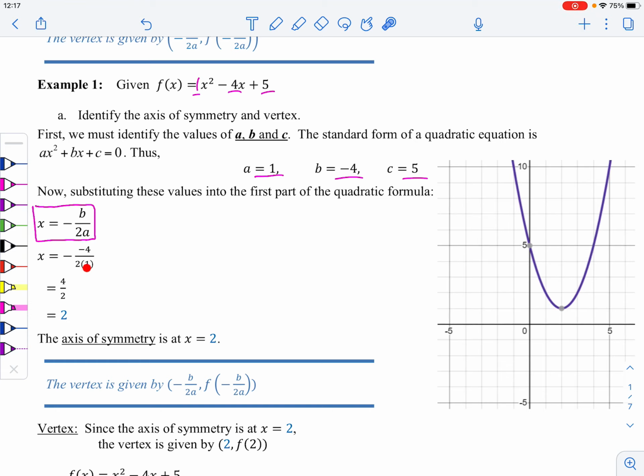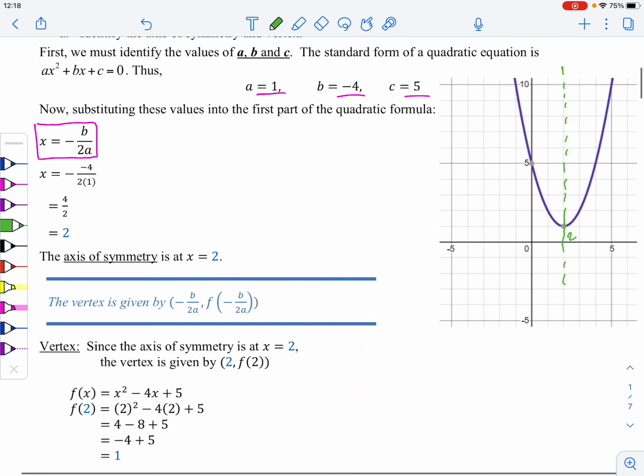And then -4 is +4. 2 times 1 is 2. 4 divided by 2 is 2. So that's the x value of the vertex. It gives you the axis of symmetry right there, which is 2. That's our axis of symmetry. It's also the x value of the vertex.